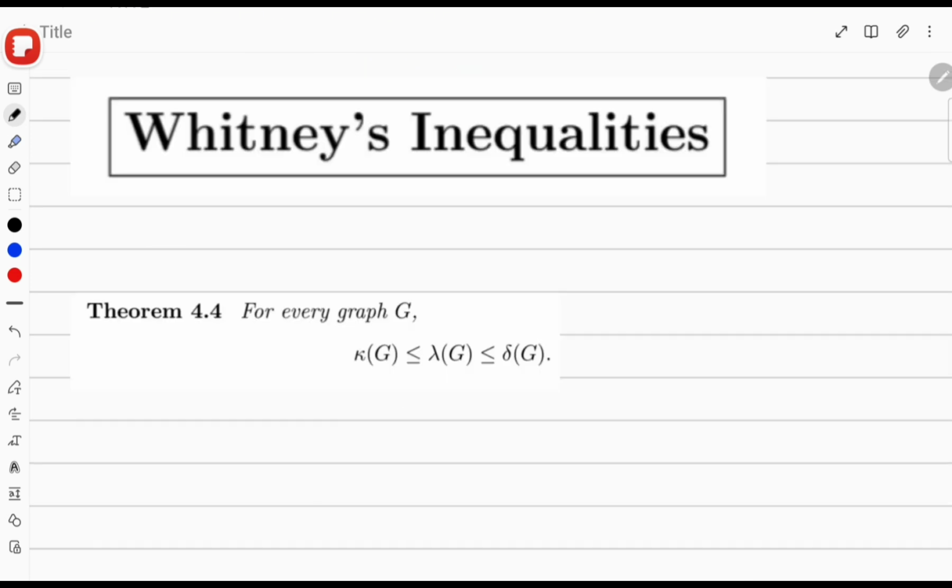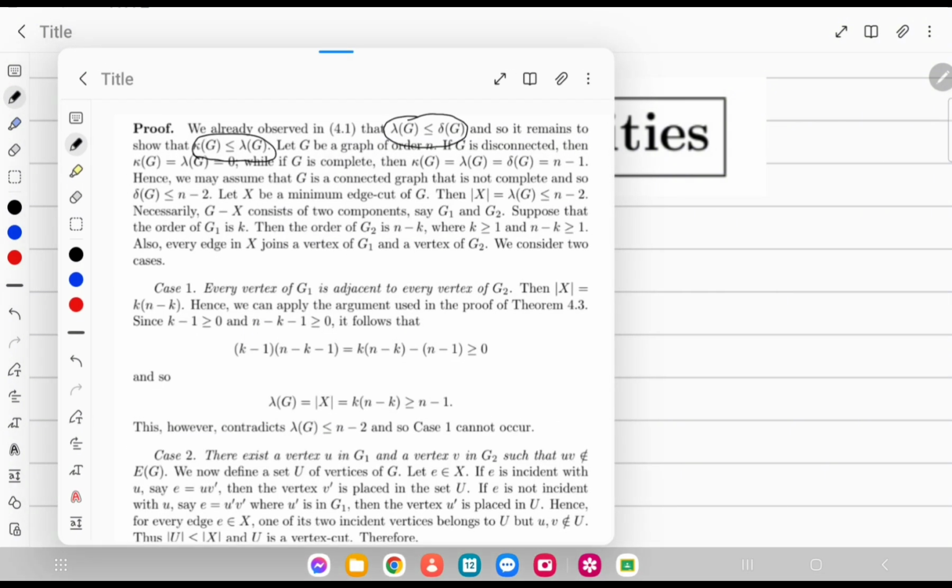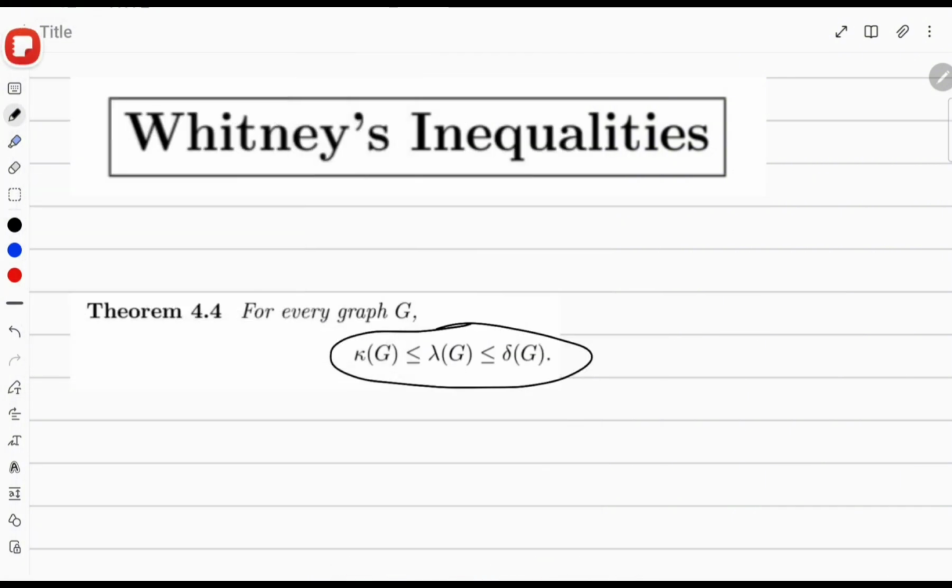Okay, so now let's prove why this inequality is true. The proof states that we already observed in 4.1 that lambda of G is less than or equal to delta of G, and so it remains to show that this one. But first, let's make clear why this one is already true based on 4.1.